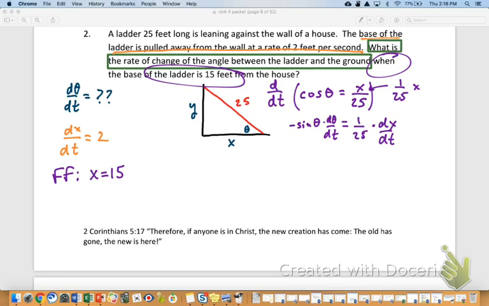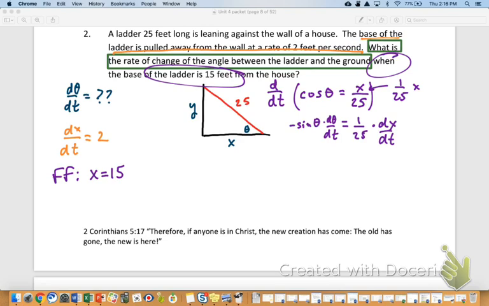Can you all see how at this point we just have to do the sine of theta, plug in the dx dt, and we're essentially done? Yes, no? Should we be able to do that without a calculator? You can. If you want to stick around, I'll show you how. But otherwise, you guys are good to go. Have a wonderful rest of your day and weekend.